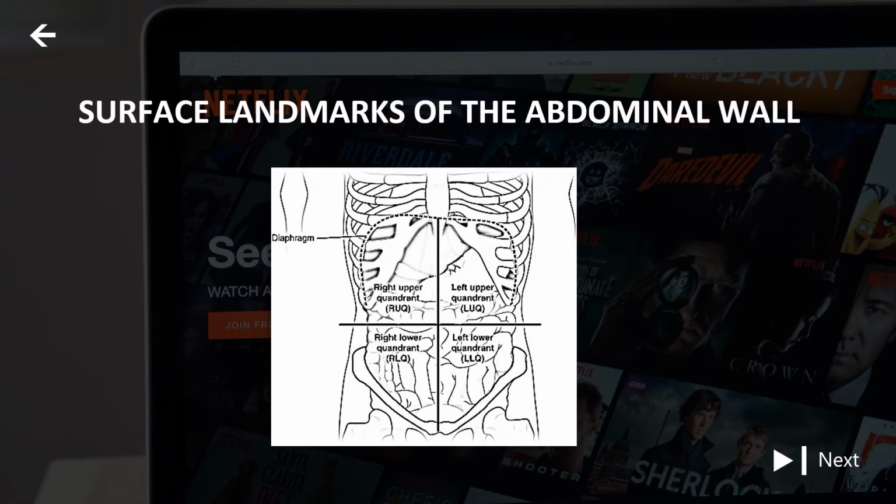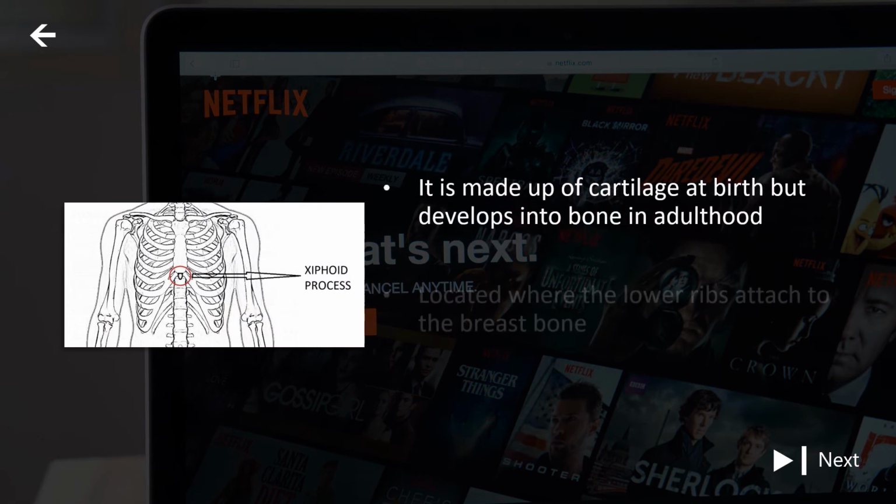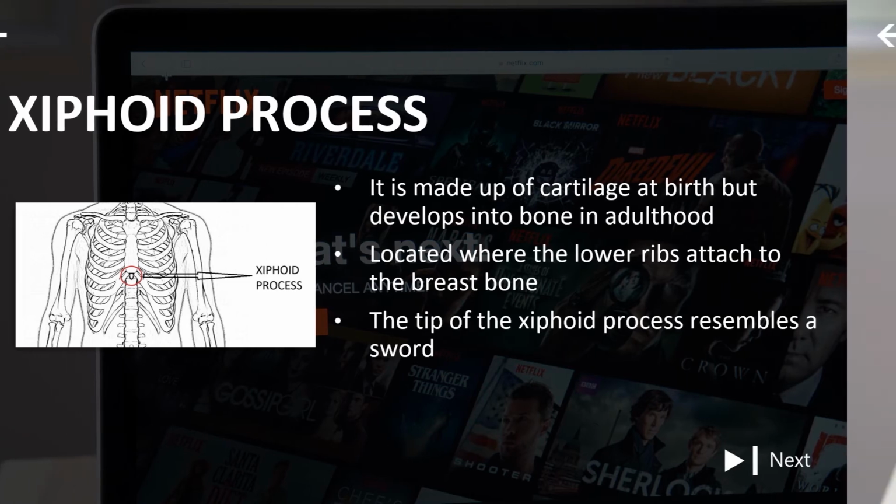Surface landmarks of the abdominal wall. Xiphoid process. The xiphoid process is the thin cartilaginous lower part of the sternum. It is easily palpated in the depression where the costal margins meet in the upper part of the anterior abdominal wall. The xiphisternal junction is identified by feeling the lower edge of the body of the sternum, and it lies opposite the body of the ninth thoracic vertebra.